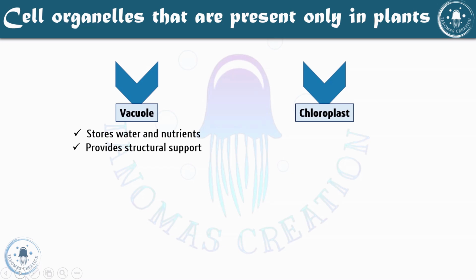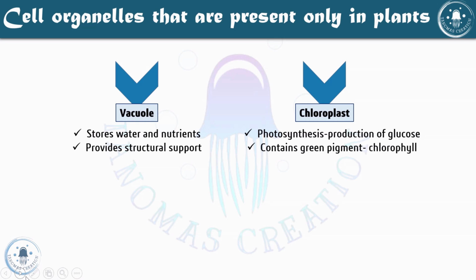Now the second organelle is the chloroplast. The chloroplast is the major site where photosynthesis occurs. So the plant does photosynthesis in the chloroplast only. Why? Because it contains a pigment called chlorophyll. This chlorophyll is a green pigment, and it helps in the production of glucose through photosynthesis.